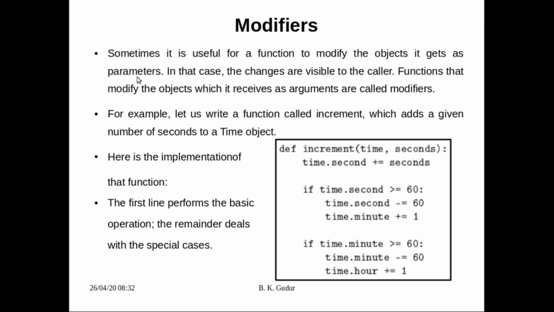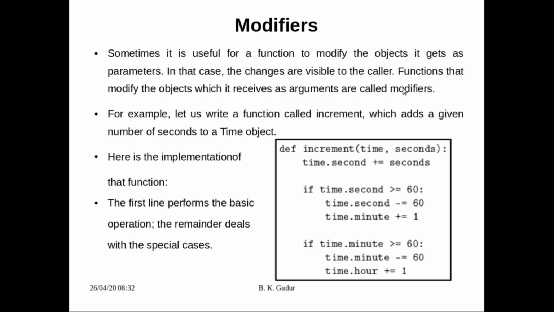Sometimes it is useful for functions to modify the objects they get as parameters. Remember, pure functions will not modify any of the parameters, whereas sometimes we require to modify parameters. In that case, the changes are visible to the caller. If we modify any of the objects, obviously that modification will be visible to the caller function also. Functions that modify the objects which they receive as arguments are called modifiers.